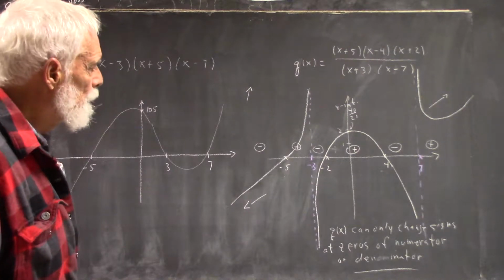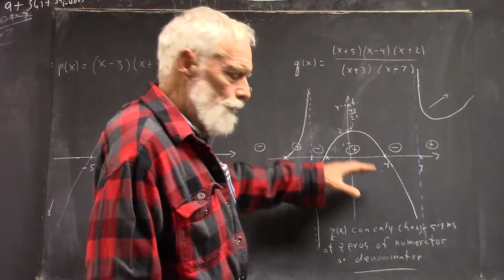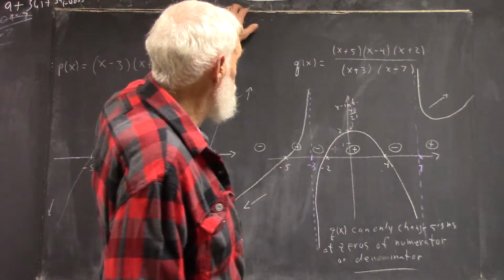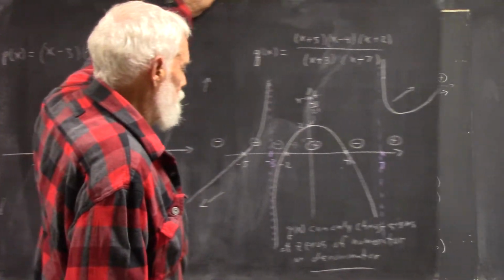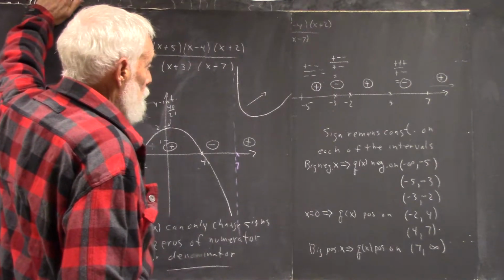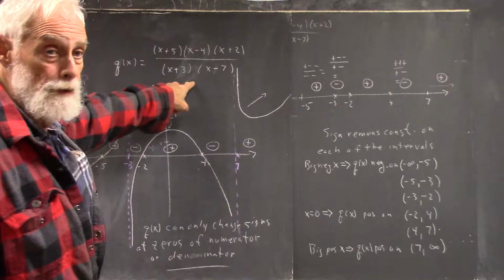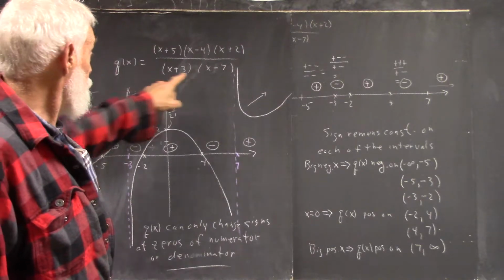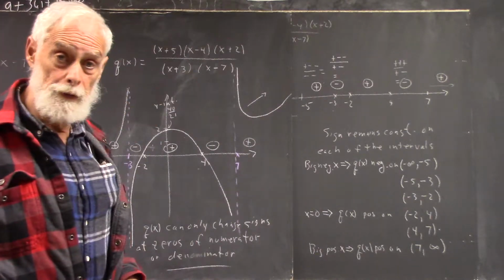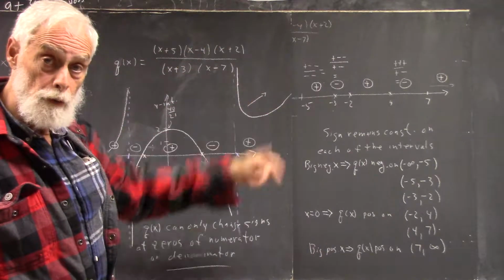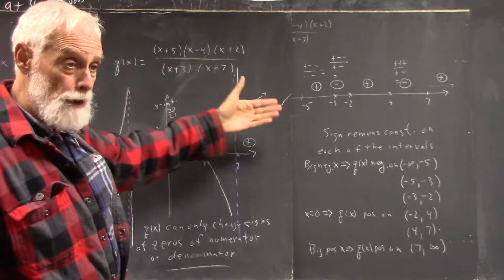Okay, so we've got a graph here, and this graph is something we did after we did what's on the next board. So I'm going to say ignore that for the moment. And let's look at this expression. Now this is what we call a rational function. You've got a polynomial on top in factored form. You've got a polynomial on bottom in factored form.